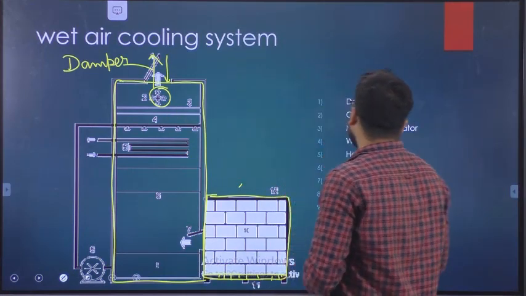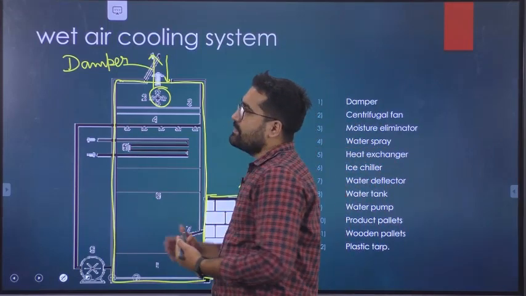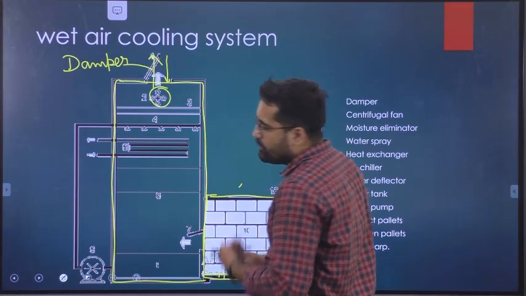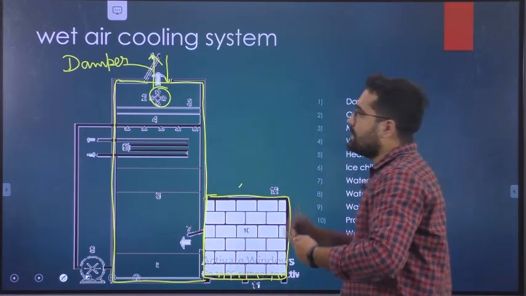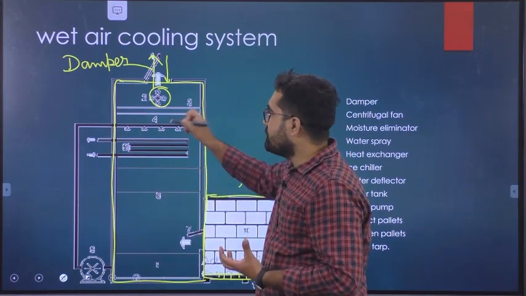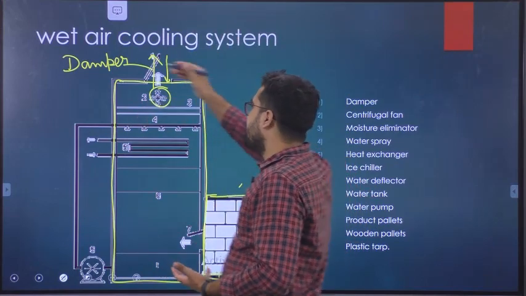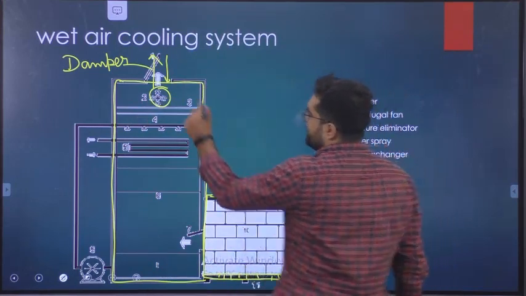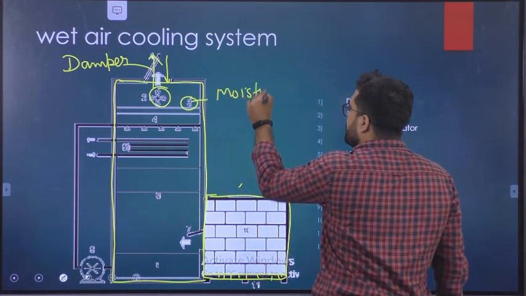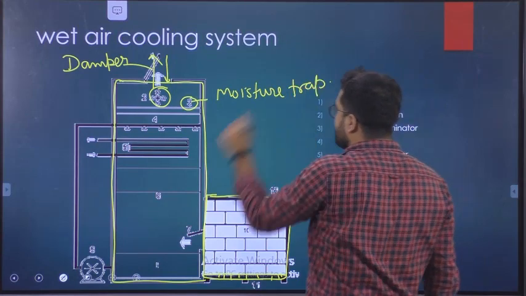So next one will be the moisture eliminator. Whenever the air is going out, it carries some moisture with it. We don't want that, because when air was going out, it was cooling our system, and that cold water will also be carried away with it. So for that we need moisture traps. So here we put a moisture trap, which retains the moisture inside the system only.